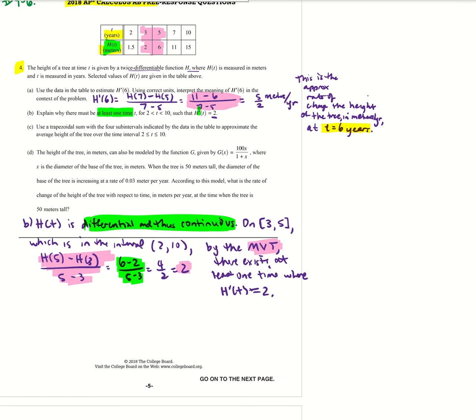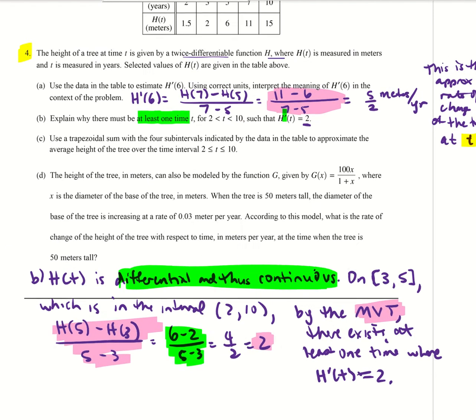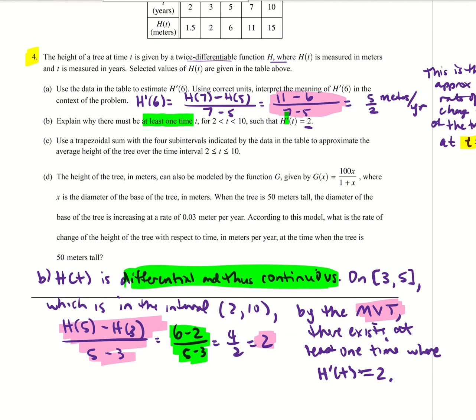All right, part C. We want to use a trapezoidal sum with the first 4 subintervals indicated by the data to approximate the average height of the tree over the interval from 2 to 10. By the way, make sure you always check the interval, because this table goes from 2 to 10, but sometimes they ask you to do a Riemann sum that's not from 2 to 10. Maybe it's from 3 to 7. So make sure you look, because they may not actually ask you to do it all the way through the entire interval.